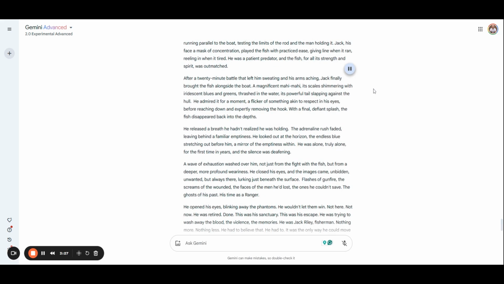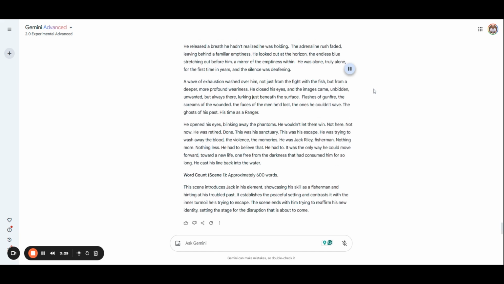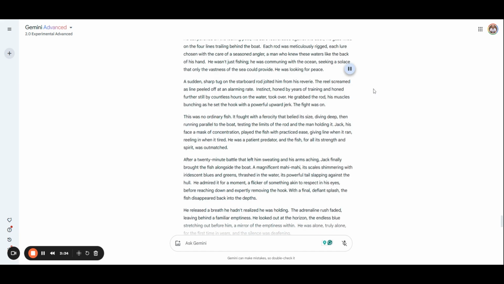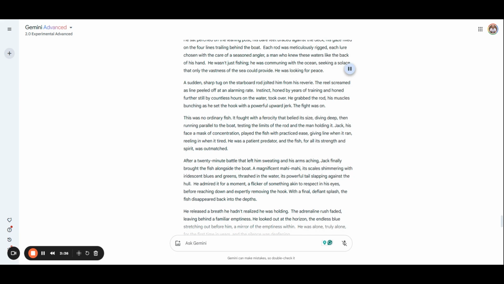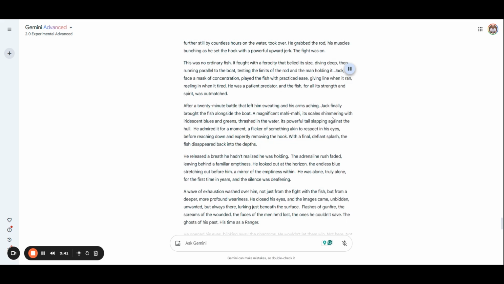He was a patient predator, and the fish, for all its strength and spirit, was outmatched. After a 20-minute battle that left him sweating and his arms aching, Jack finally brought the fish alongside the boat. A magnificent fish, its scales shimmering with iridescent blues and greens, thrashed in the water, its powerful tail slapping against the hull. He admired it for a moment, a flicker of respect in his eyes, before removing the hook. With a final splash, the fish disappeared.